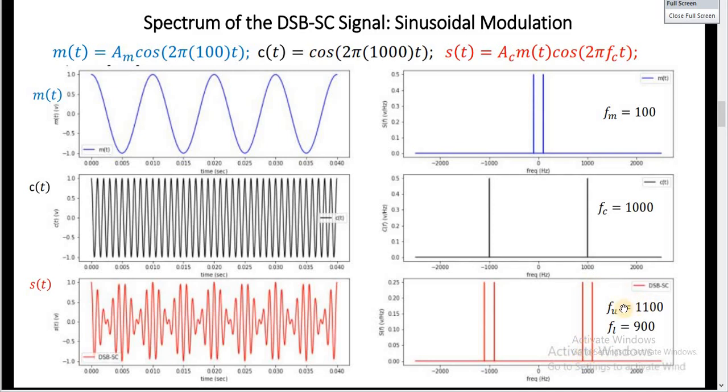The component at 1100 Hertz is the upper sideband. The component at 900 Hertz is the lower sideband. The spectrum consists of an upper sideband, a lower sideband, and there is no carrier. So this shows us the spectrum of the modulated signal.